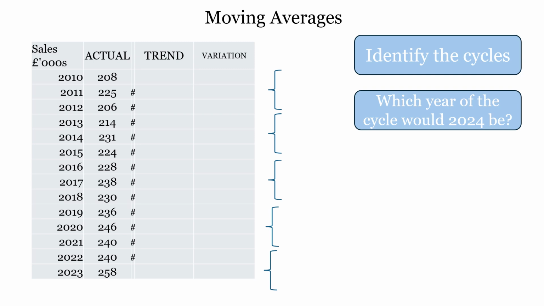And then answer the next question, which is which year of the cycle would 2024 be? So in other words, what I'm looking for is, this is 2024, we know 2023, but which part of that cycle? And you can see the answer to that question is that it's down here, and it's the 3rd year of the cycle. So that's the first thing that you've got to do, identify which part of the cycle is the year that you're looking for.